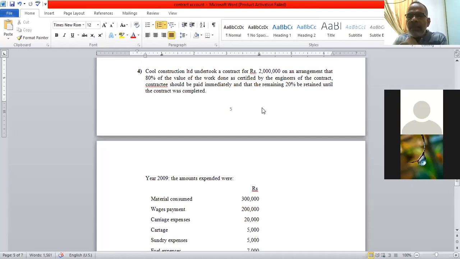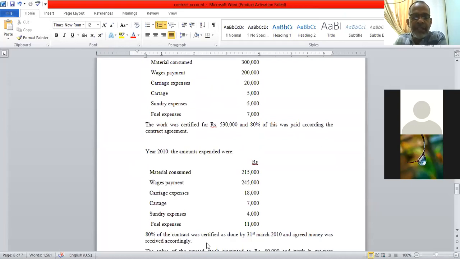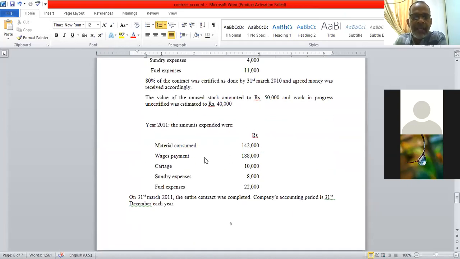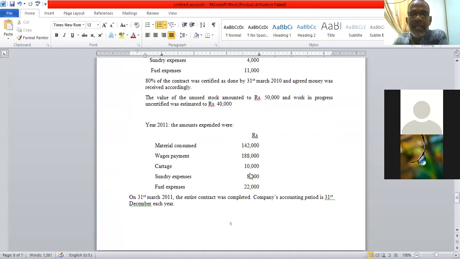They are saying, whatever work you have completed or the work certified by the engineers, on that I will give you only 80%. 20% is kept by me until the contract is finished. If there is any damage, I will not pay you the 20%; the damage will be recovered from the retention money. The information is given for 2009, 2010, 2011, data for three consecutive years. From that, you are asked to prepare the contract account and the contractee account, assuming that the balance was received on the completion of the contract.